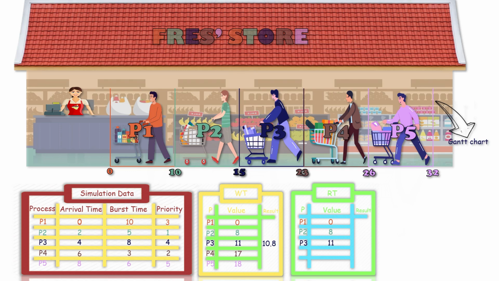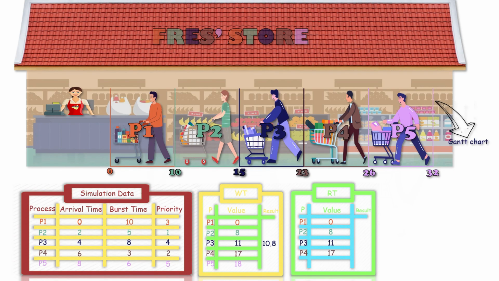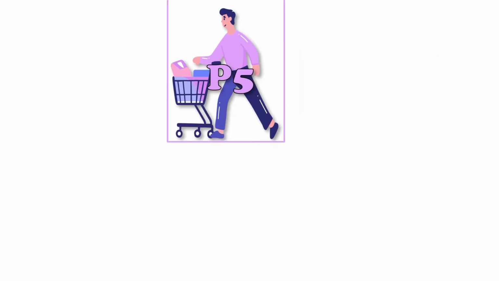Put the result in the data, and let's find process 4 value. In process 4, it starts with 23, and the response time is calculated by start time, which is 23, minus arrival time, which is 6, and we get the result 17. Now put the result in the data, and let's find process 5 value. In process 5, it starts with 26, and the response time is calculated by start time, which is 26, minus arrival time, which is 8, and we get the result 18.